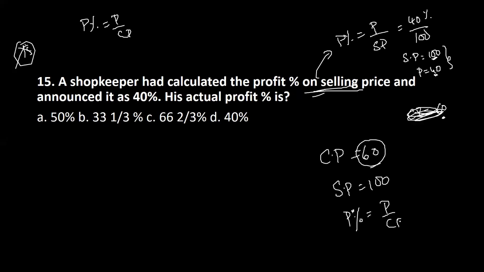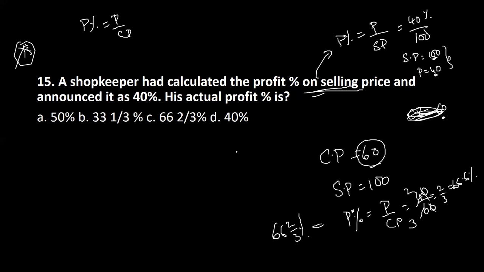Now profit percentage is P by CP. What is the profit here? 40. 40 by the cost price, 60. Then what is the profit percentage? 2 by 3. 2 by 3 is always 66.6%, which you can also represent as 66 2 by 3. No, it will not be 40%. How will it be 40%? Someone answered 40%.